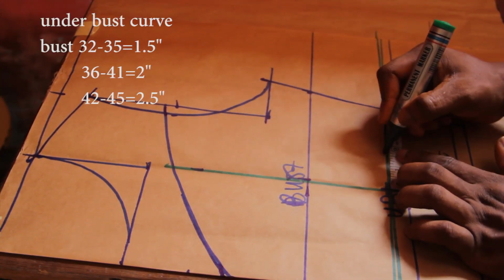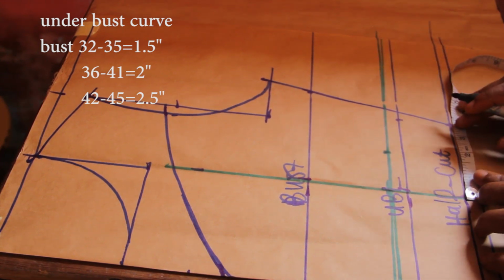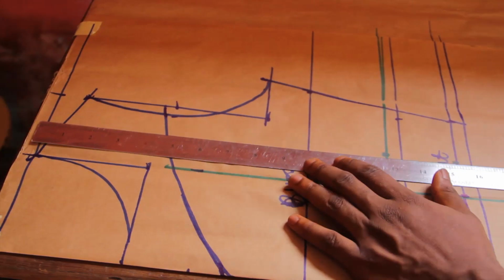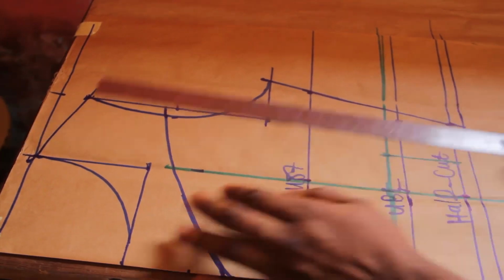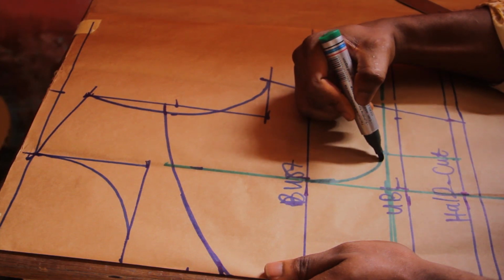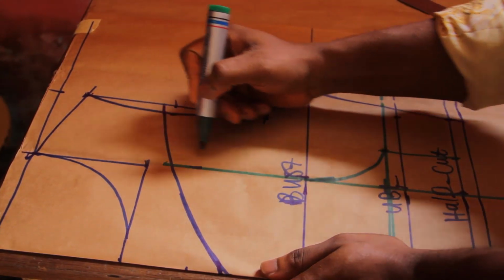Now she has a small bust, so I'm going to use 1.5 because her bust falls between the 32 to 35. These are the other measurements that you should use in case you encounter people that have very big busts. Now I rolled the line down and made my curve.